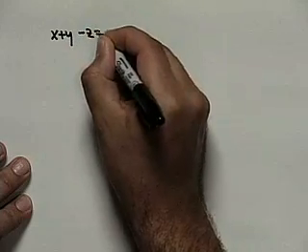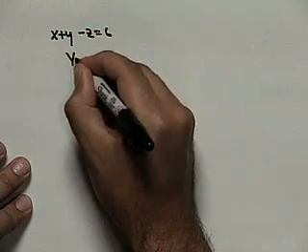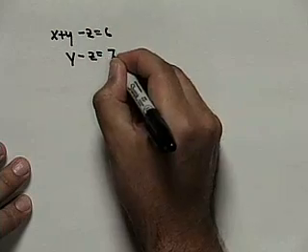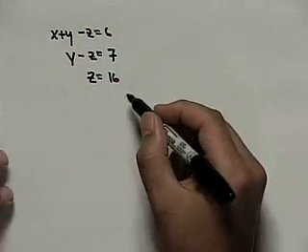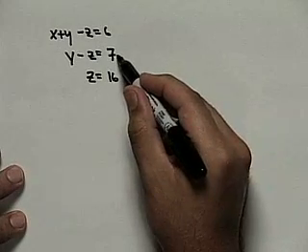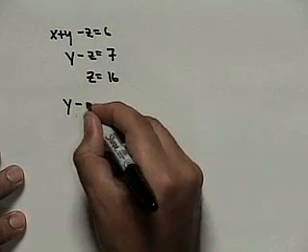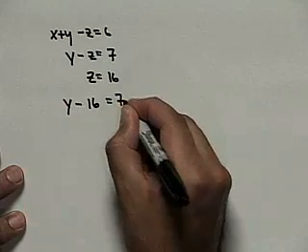So again, to remind you, we've got the equations x plus y minus z equals 6, y minus z equals 7, and then z equals 16. So using the fact that z equals 16 in the equation right above it, we get y minus 16 equals 7.